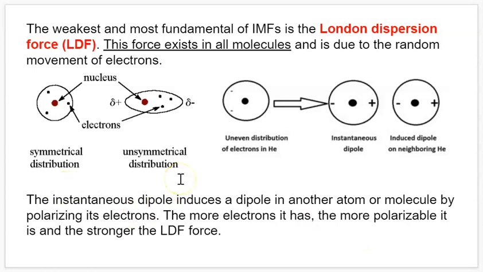Another thing that's important to note about London dispersion forces is that even though this is the weakest of the IMFs, the LDF force, or the London dispersion force, can get stronger the more electrons are available. When we talk about an atom or a molecule having more electrons, we describe it as being more polarizable. There's more probability of the electrons being moved to one side. And also, the more electrons are being moved from one side to the other, the stronger the dipole is going to be, and therefore the stronger the force is going to be overall.